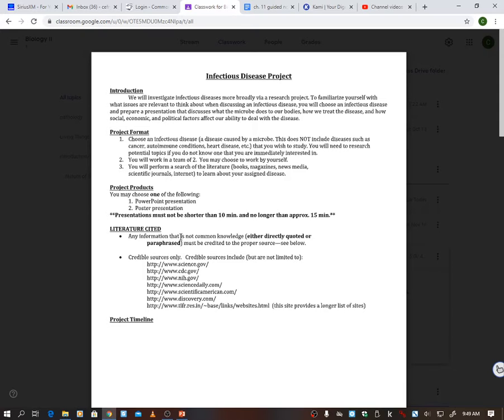Literature cited. Any information that is not common knowledge, either directly quoted or paraphrased, must be credited to the proper source. So right now, since I'm not here, if you get some research done today, copy and paste that website. Put that in your slides or pull up a Google Doc and copy and paste it there so you know to go back to it, and we can later work on that works cited page. So don't think that we're not going to have a works cited. We are, and I'm going to expect that through your presentation, if you have a slide and you got that information from the CDC, you need to have that on that slide.